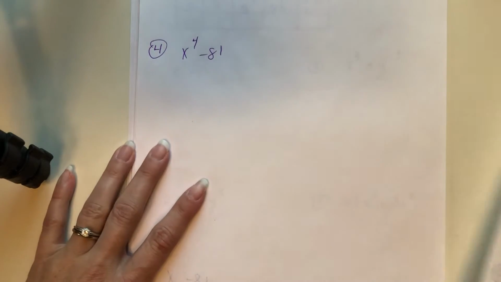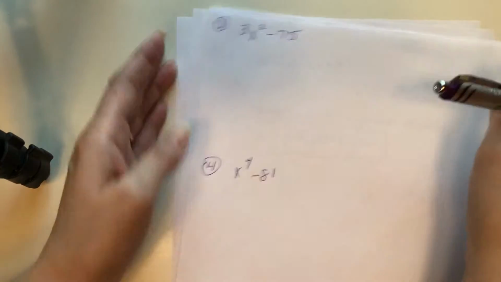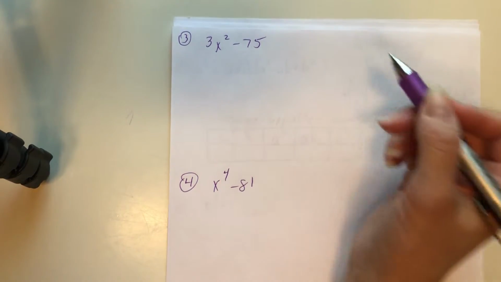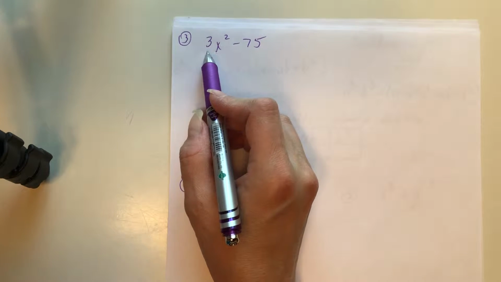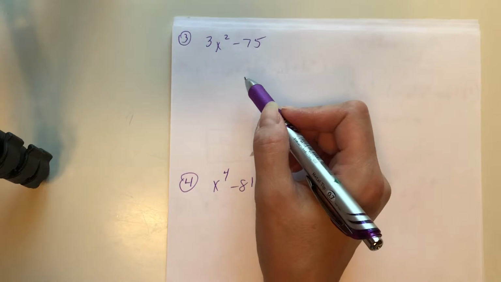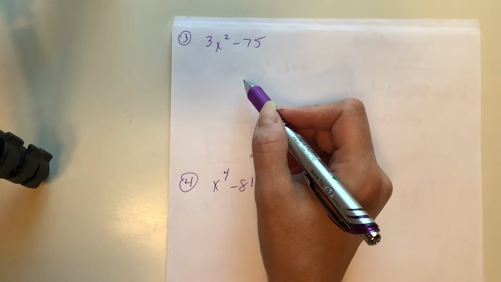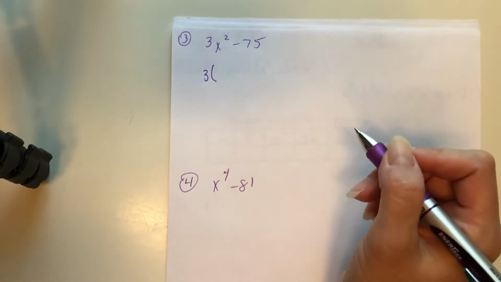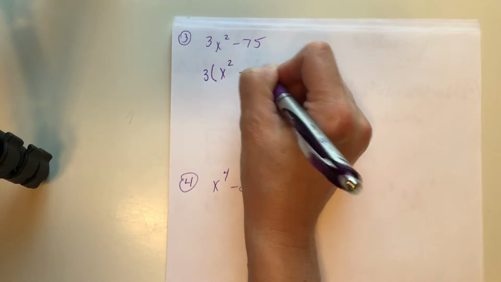Number 3. We need to factor 3x squared minus 75. The first thing I notice here is that 3 is not a perfect square. 75 is not a perfect square. Okay, but if you recall, anytime we're asked to factor, we always start by looking for a GCF, and this does have a GCF of 3. So let's pull the 3 out. That leaves x squared minus 25.